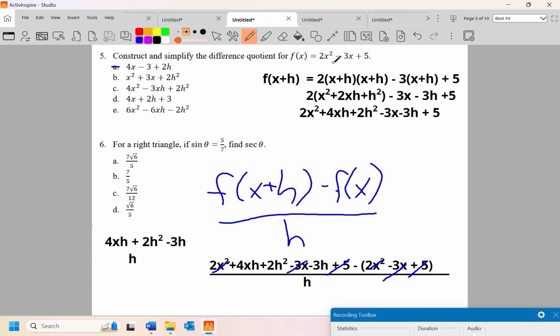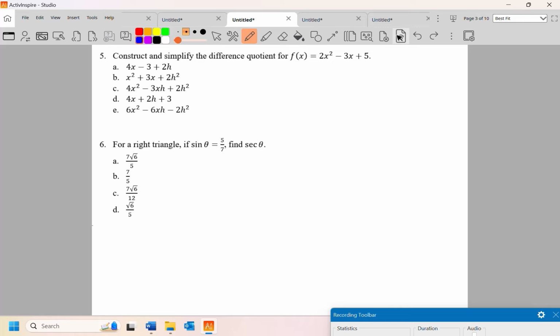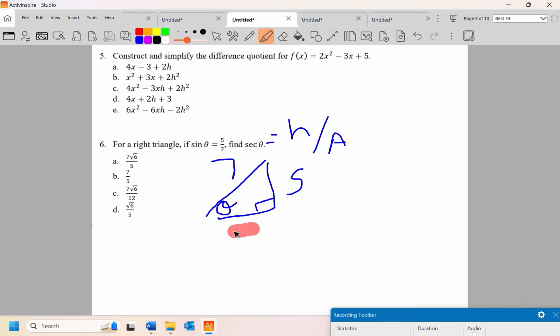All right, for a right triangle, if the sine of theta is 5/7, find the secant of theta. There's a whole bunch of ways of doing this. The easiest way is to probably draw, guess what, a right triangle. Put theta in the corner. Sine is opposite over hypotenuse, 5/7. Secant is the funny guy. Secant is hypotenuse over adjacent. So I'm going to need this side right there.